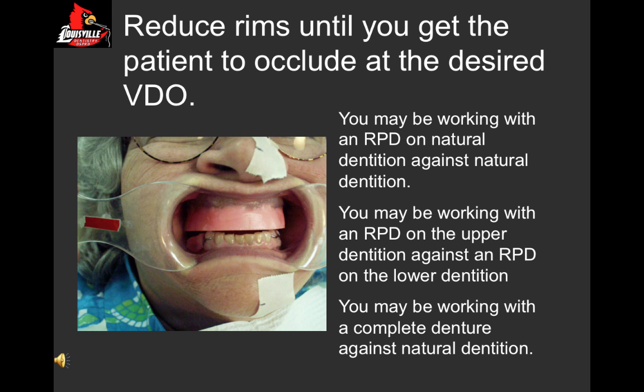You're now ready to take your rims and go to the mouth and adjust them to the proper vertical dimension of occlusion. It may be that you would be working with an RPD over natural dentition. You could be working with an RPD over another RPD, or you may be working with a complete denture against an RPD or natural dentition. So you will adjust your vertical dimension of occlusion just like you do for complete dentures, and then you will be taking a jaw registration record using this rim.